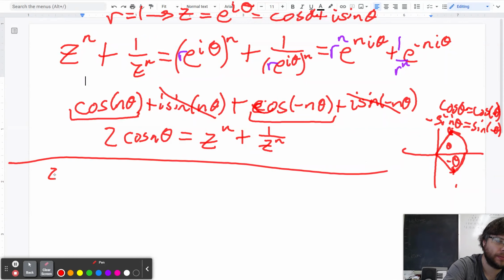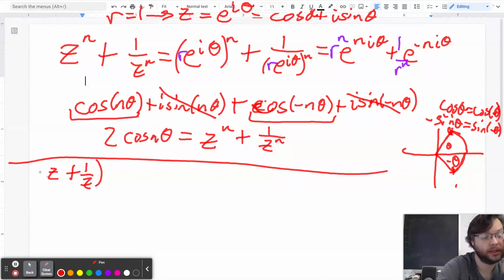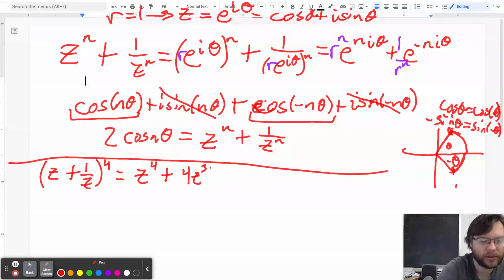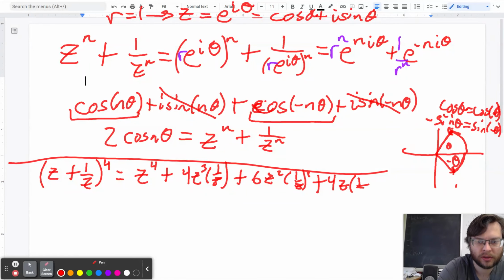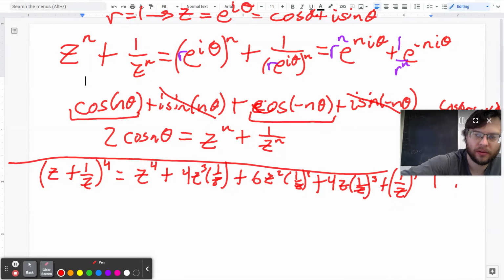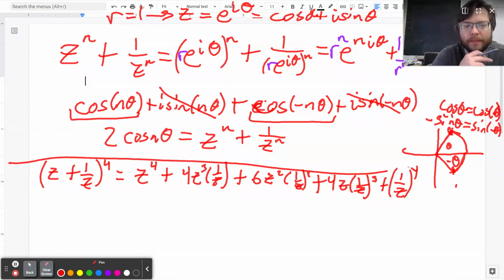So let's look at, for example, if we had just z plus 1 over z to the fourth power. Using the binomial theorem, I know that this becomes z to the fourth plus 4z cubed times 1 over z plus 6z squared times 1 over z squared plus 4z times 1 over z to the third plus 1 over z to the fourth. You can just work out Pascal's triangle down to the row going 1, 4, 6, 4, 1.